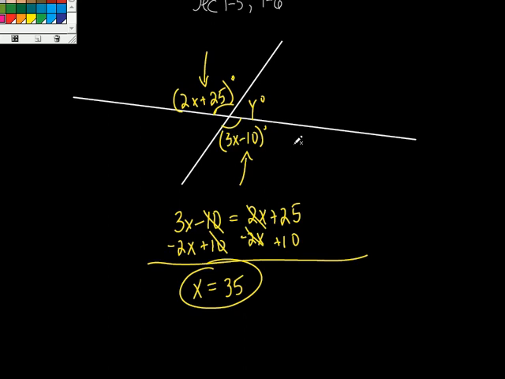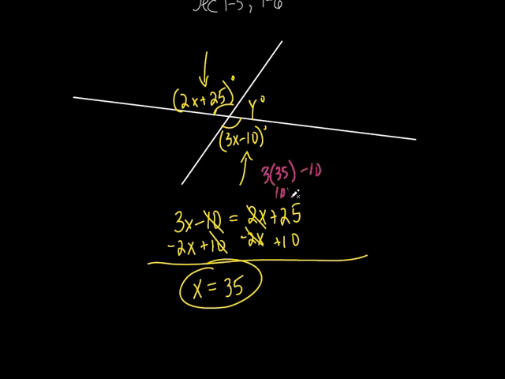So 3 times 35. That's what, 105, I think? Is that right? 3 times 35. Yep, because 2 is 70 and another 35 is 105. And then minus 10. So this is 105 minus 10. So what's this angle right here? It's 95 degrees. So this angle right here is 95 degrees.